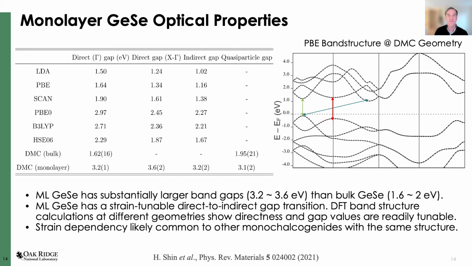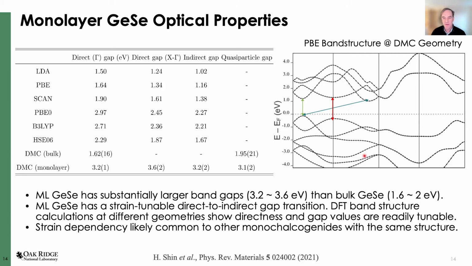So after obtaining the geometry with this optimization method, we went on to compute the optical properties. And this was unexpectedly, at least I found it unexpectedly, interesting. At the bottom of this table, I'm showing the diffusion Monte Carlo results for a number of different excitations. I'll explain where they are in the band structure in a moment. So we have 3.2 for a direct, 3.6, but then another 3.2 for an indirect transition. And actually the quasi-particle gap is also very similar in this material.